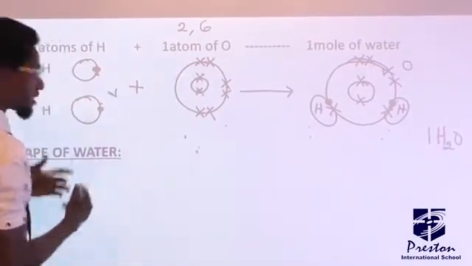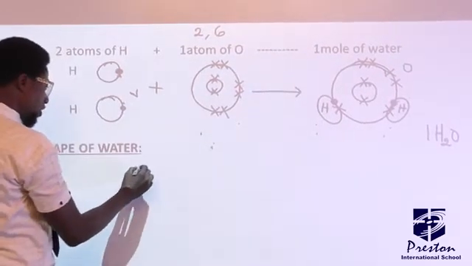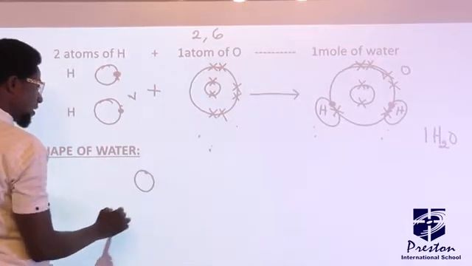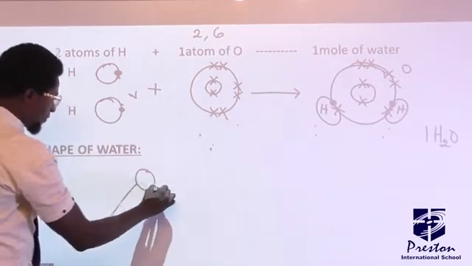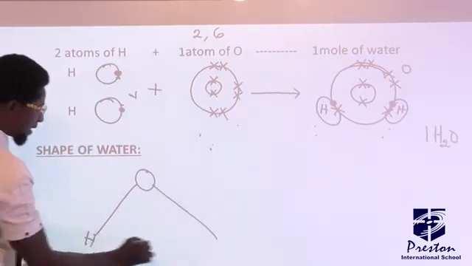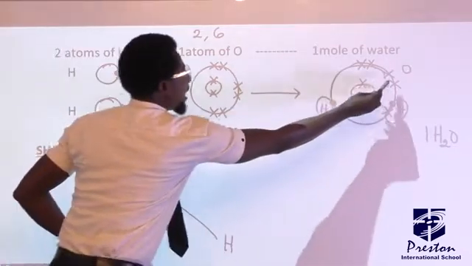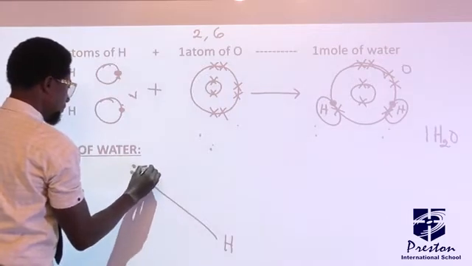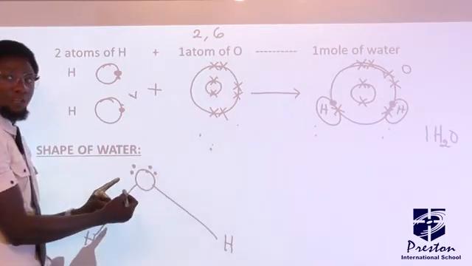So let's quickly look at the shape of water now. From what we have here, we can easily draw the shape of water as, this is the oxygen, then the hydrogen that is attached to it. This is the hydrogen, and this is the second hydrogen. Then on this, you have 4 electrons here. 1, 2, 3, 4. 1, 2, 3, 4.